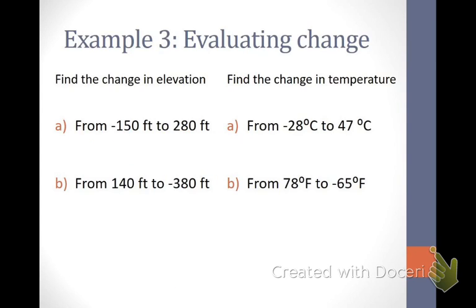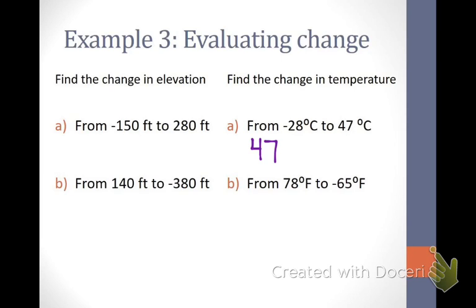All right, so now let's find the change in temperature. And we can follow the exact same formula as long as our units are the same. So we see we have Celsius and we have Fahrenheit. All right, and they will be on your classwork and homework assignments, quizzes, tests. The units will be the same, okay? So we can do new minus original. So on A, what is my new temperature? 47. That's my new temperature. That's what it went to. What's my original temperature? 28.